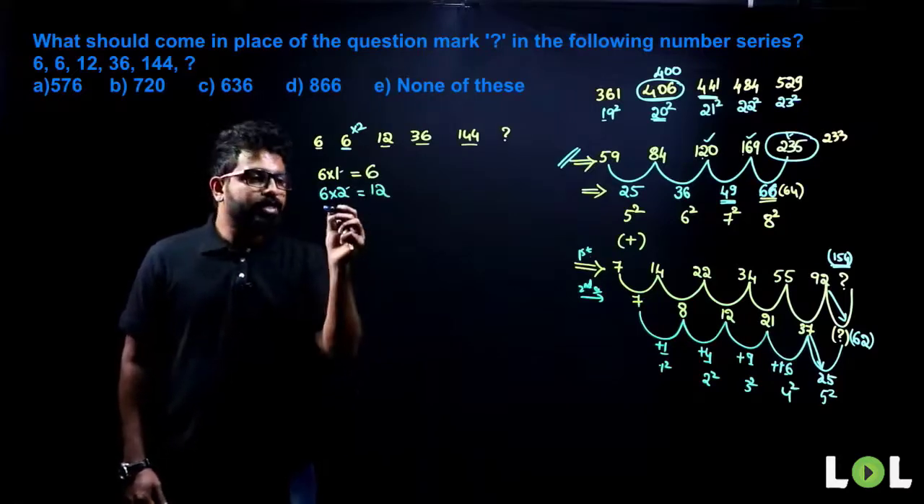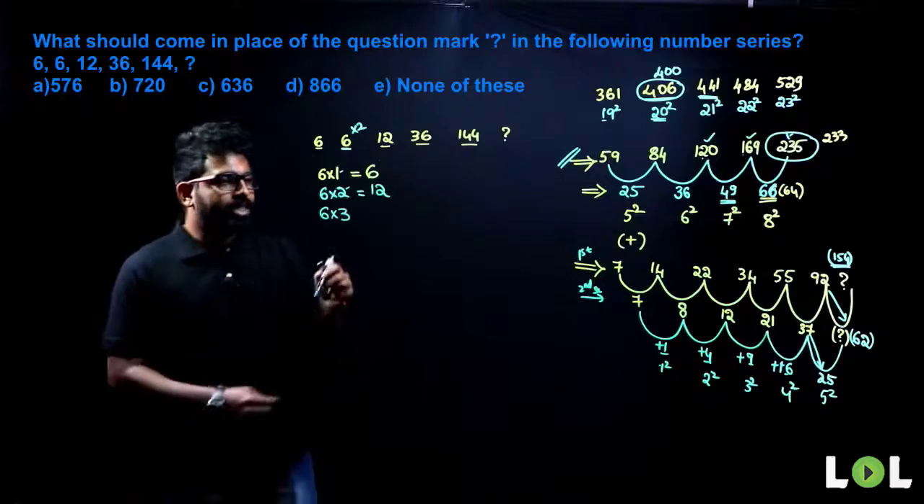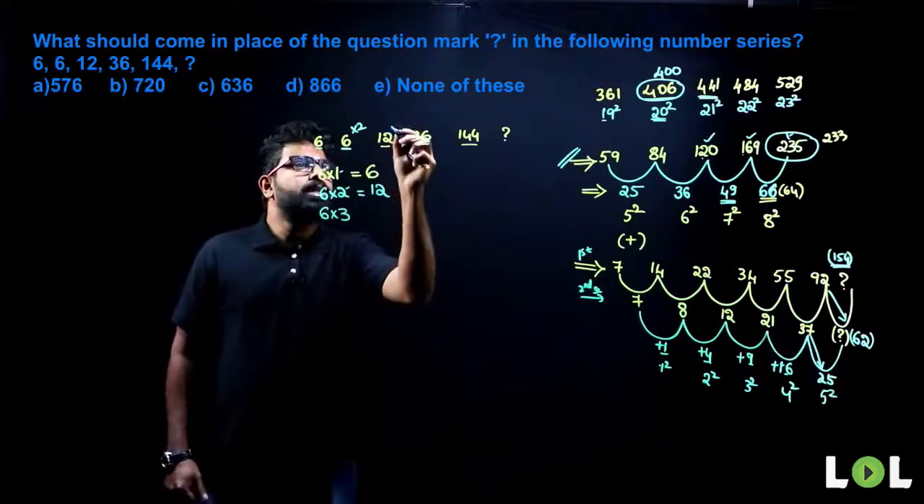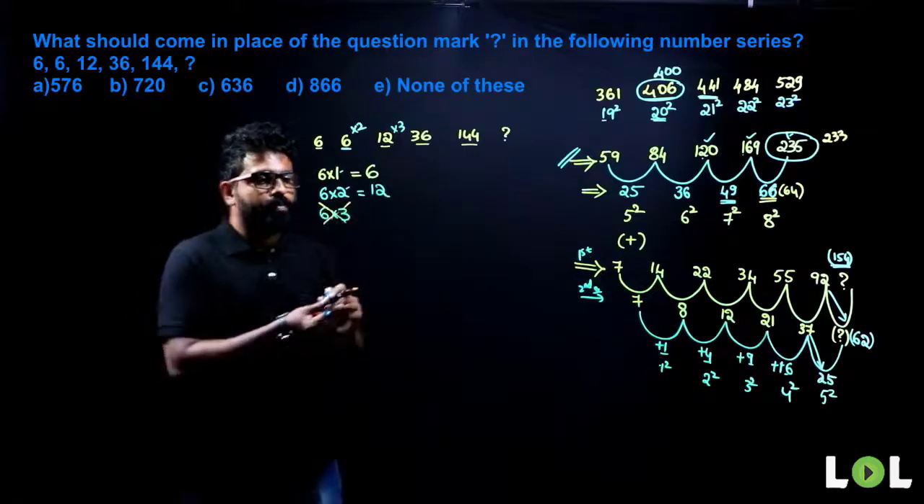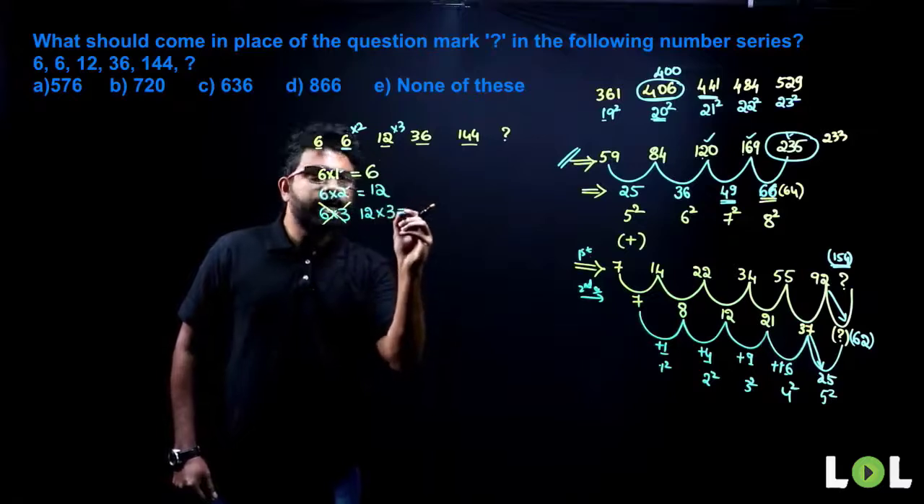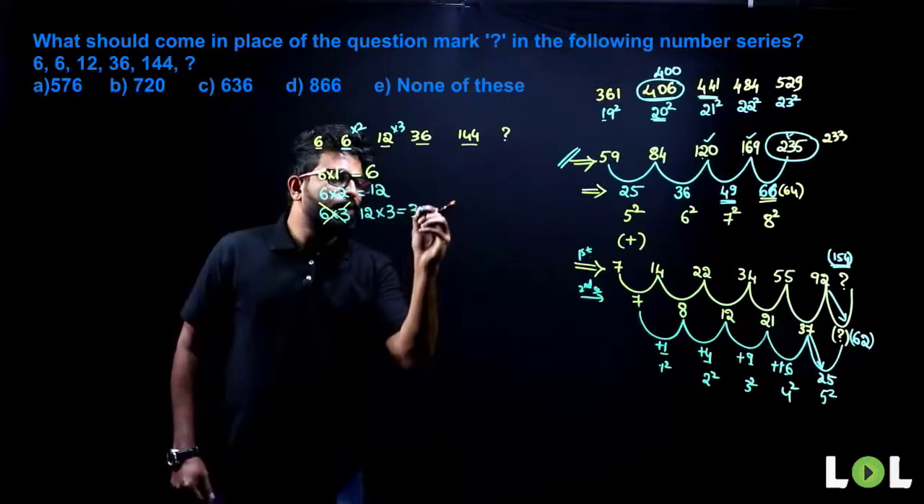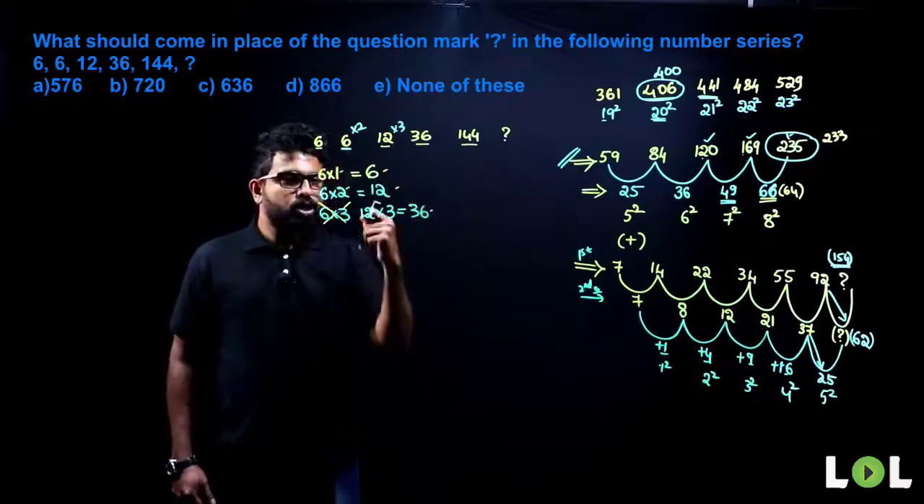What do I need to do next? I need to multiply it with 3 here. Sorry, not 6. I need to multiply my previous term, that is my third term, into 3. That would be 12 into 3. What do I get? I get 36. Meaning, I've got my three same logics here. So I've got my logic here.